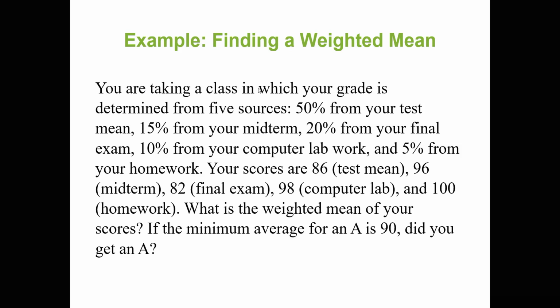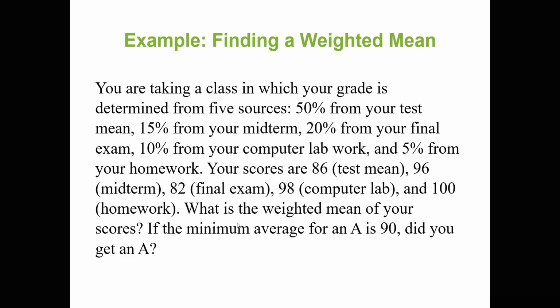You are taking a class in which your grade is determined by 5 sources: 50% from your test mean, 15% from midterm, 20% from finals, 10% from computer lab work, 5% from homework, and so on. So these are the different components of your course, and you see the different percentages. Then these are the scores. This is what you score in each of the different components.